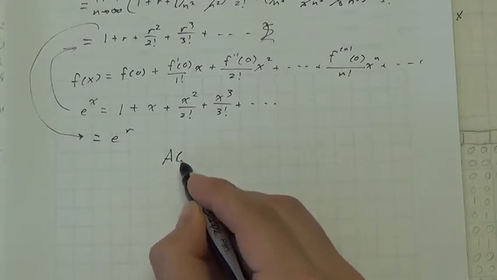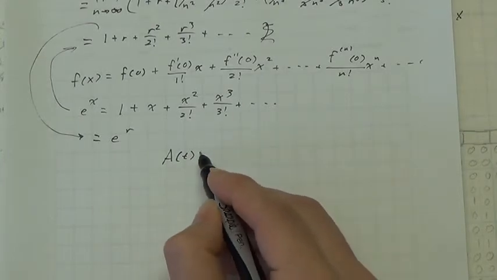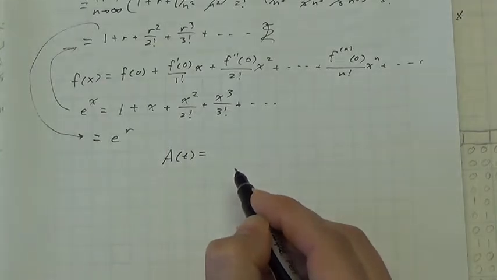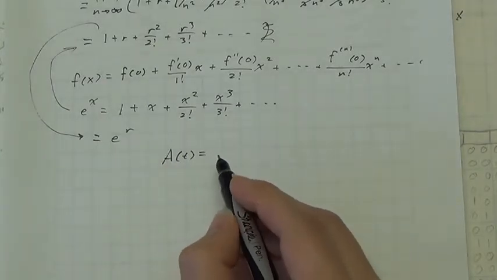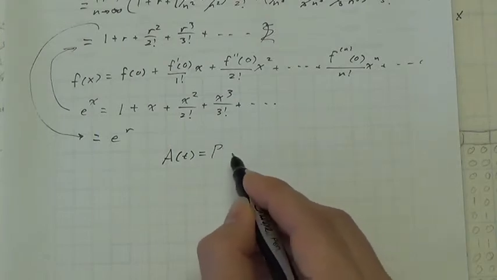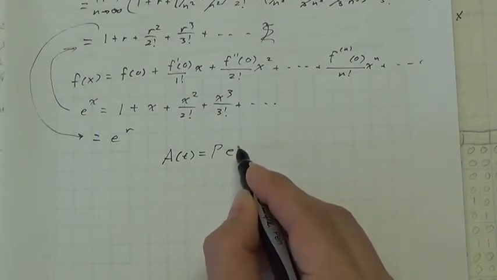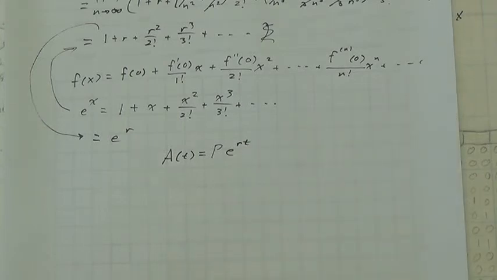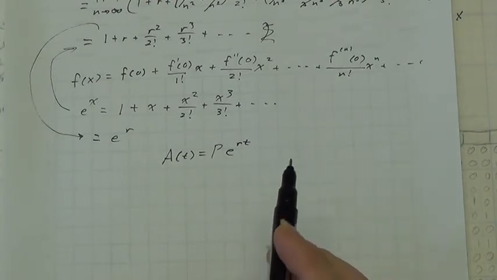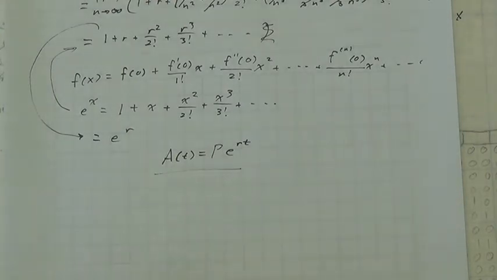The amount in our investment after time t, when we have r percent interest compounded continuously, is the initial amount times this factor raised to the t. P times e to the rt. It's a nice little formula. Easy to remember, built-in mnemonic. But that's where it comes from, this formula for interest compounded continuously.